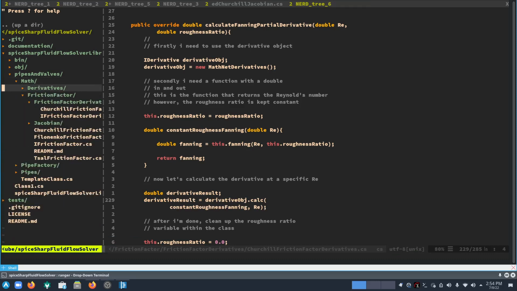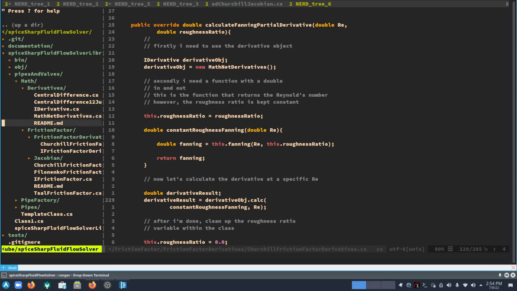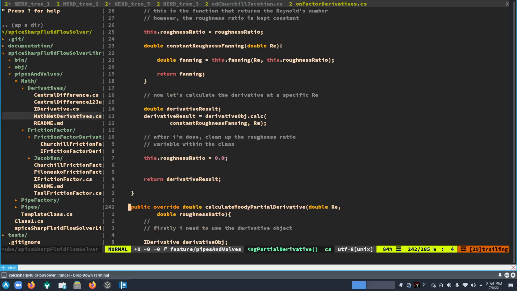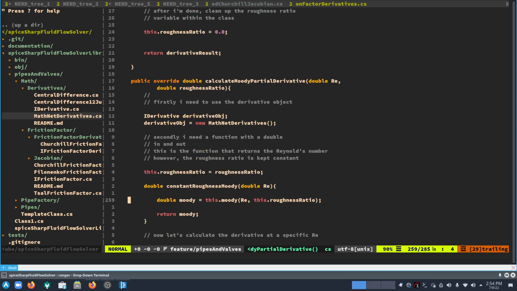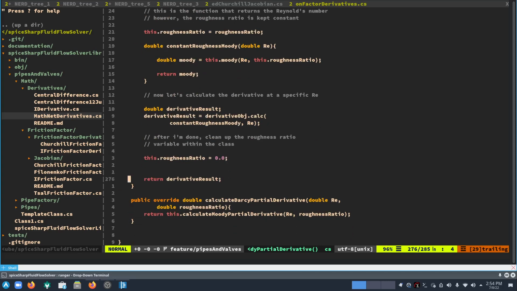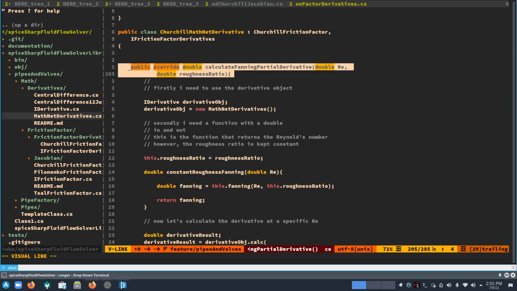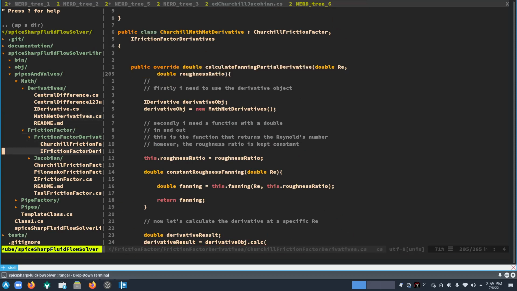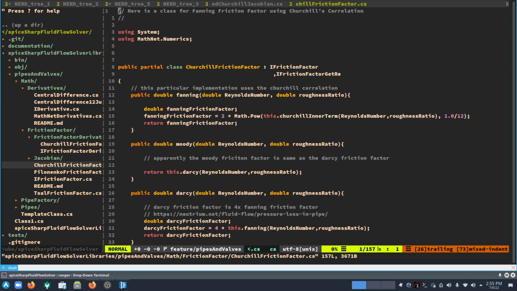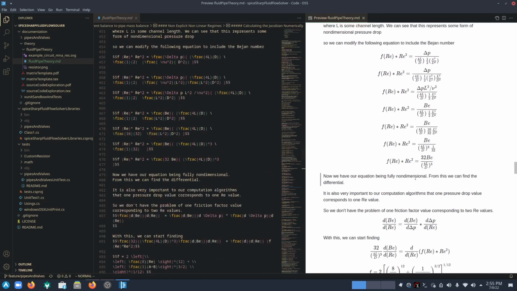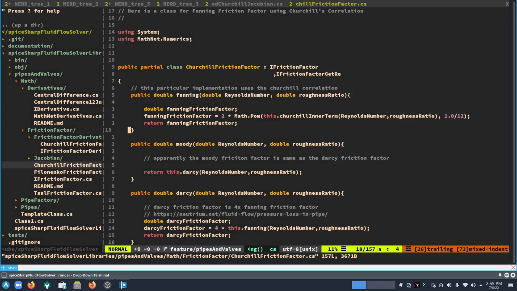This will be under math. You go into derivatives, and then you will see this MathNet derivatives.cs. This uses the MathNet libraries, which are already tested, so I don't have to make my own partial derivative classes or central difference approximation classes. So all of this is done here to calculate the fanning partial derivatives. Once the fanning partial derivatives are done, we can finally get our Jacobian straight away. So this is the dF dRe squared. There are a few ways of doing it.